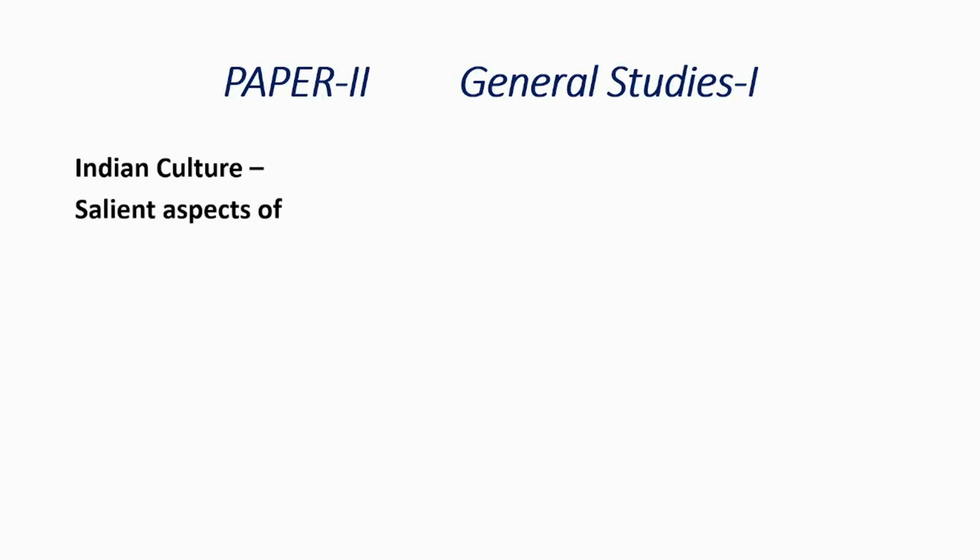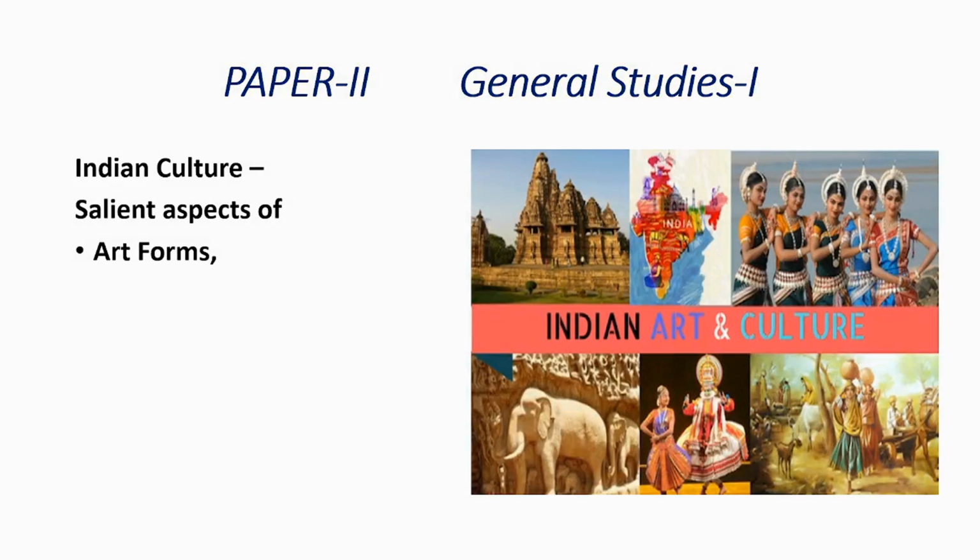So first let us see the culture part. The first line is Indian culture, and it is talking about salient aspects of art forms. What are art forms? Dance, singing, painting, these are art forms, okay? Puppetry. India is a very, very diverse country, you know already. Our culture is very, very rich. Possibly we are the richest country in terms of culture on earth. We have so many art forms, so we will see all those art forms.